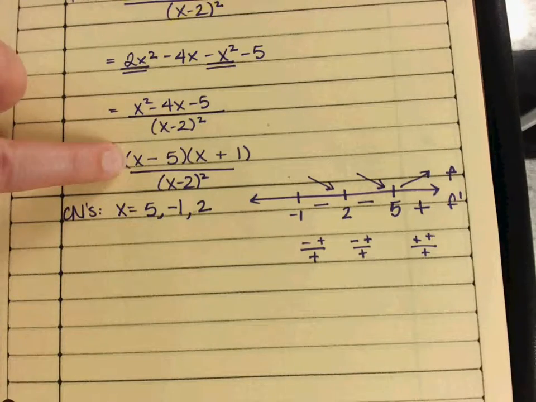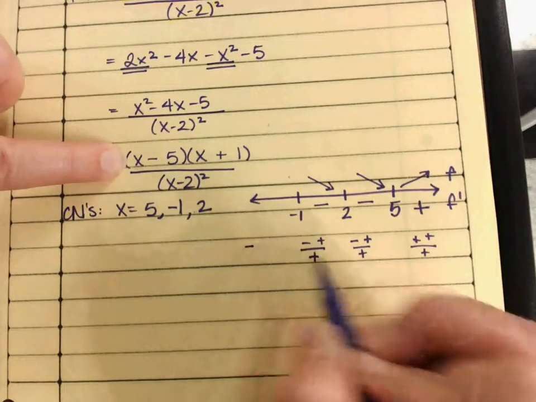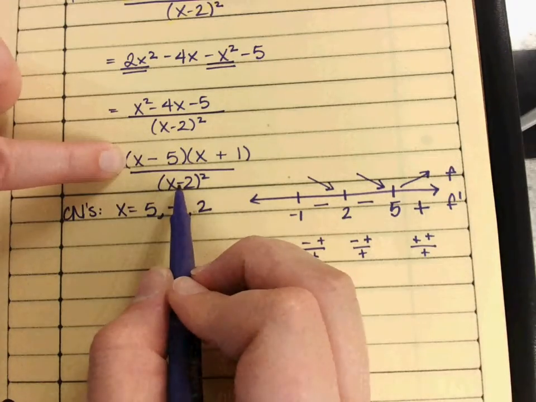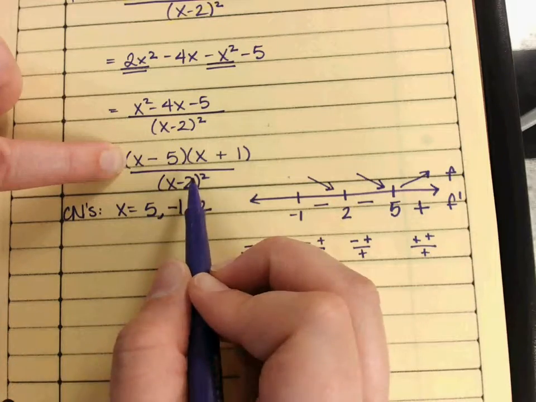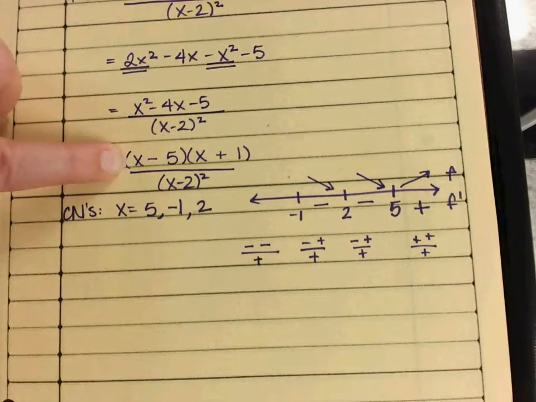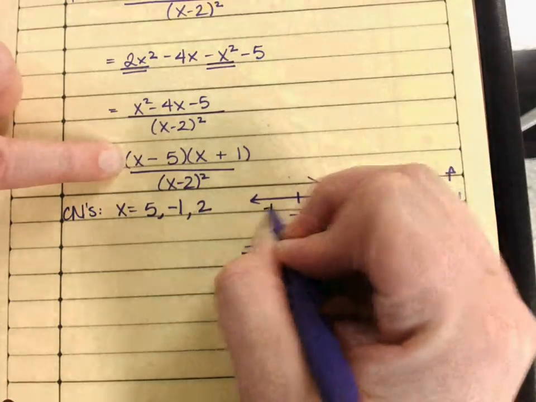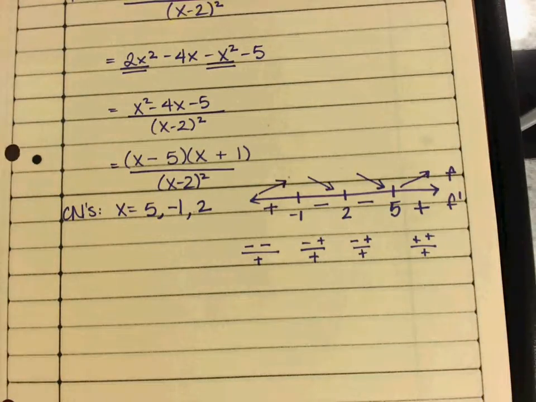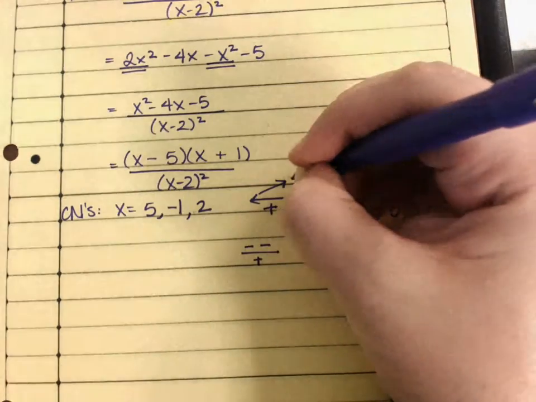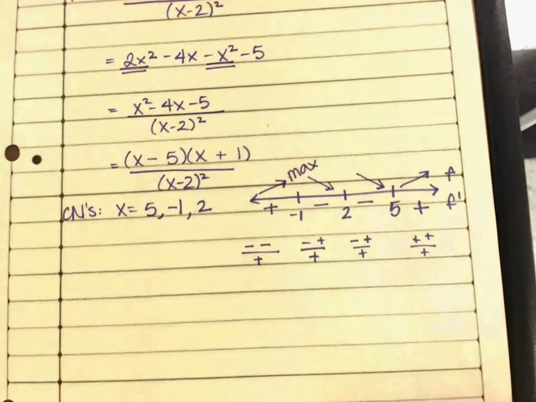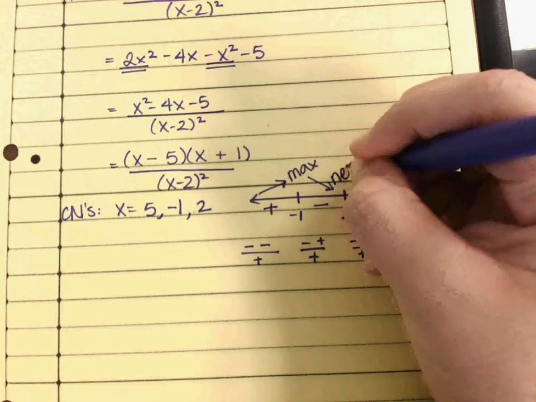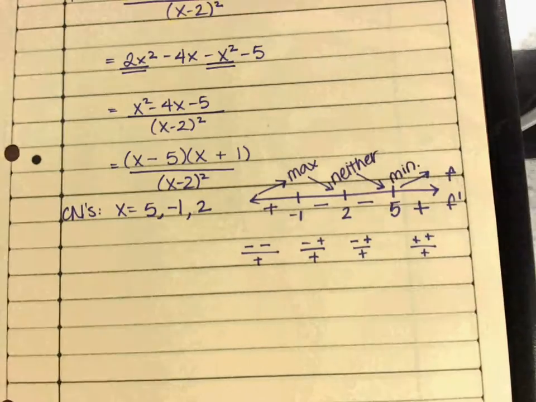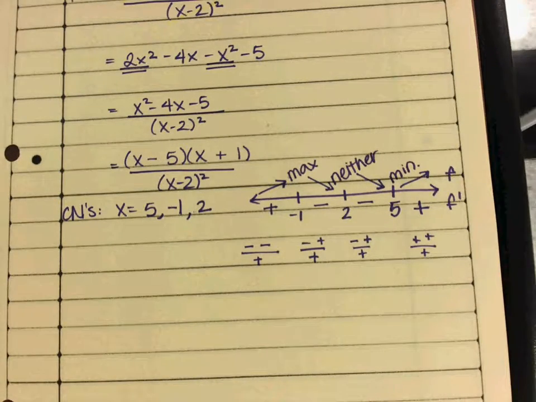Negative 2 minus 5 is? Negative 2 plus 1? Negative. On bottom, negative 2 minus 2 is negative 4, but then I square it. Positive. Overall, what's my sign? Positive, which means that f was increasing. What type of thing do I have at negative 1? Max. What do I have at 2? Neither. What do I have at 5? Min. Got it? Yeah?